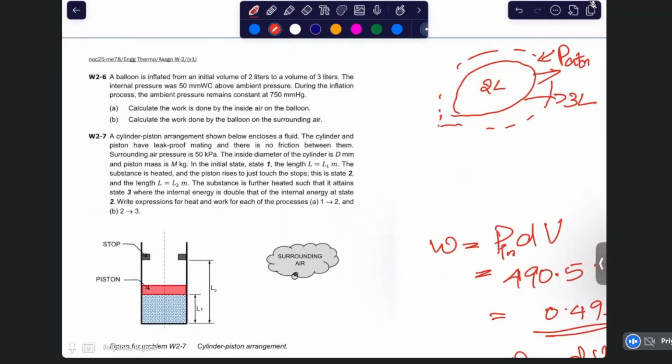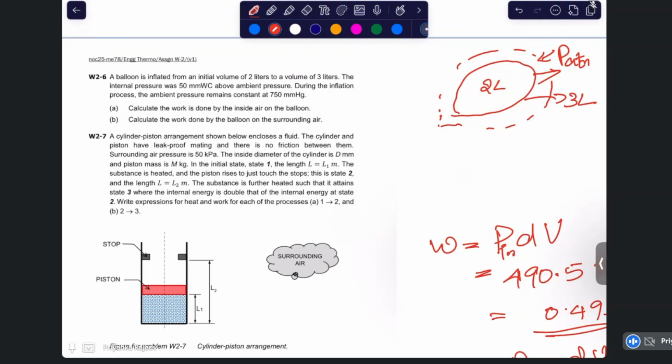Now, seventh one. A cylinder piston arrangement shown below encloses a fluid. The cylinder and piston have leak-proof mating and there is no friction between them. Surrounding air pressure is 50 kilopascal.